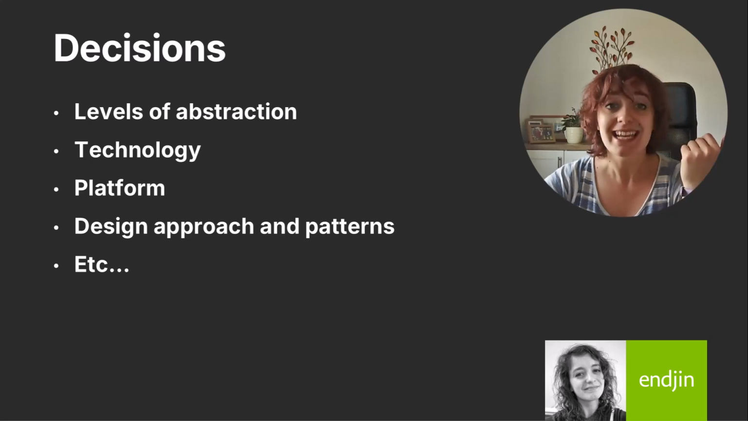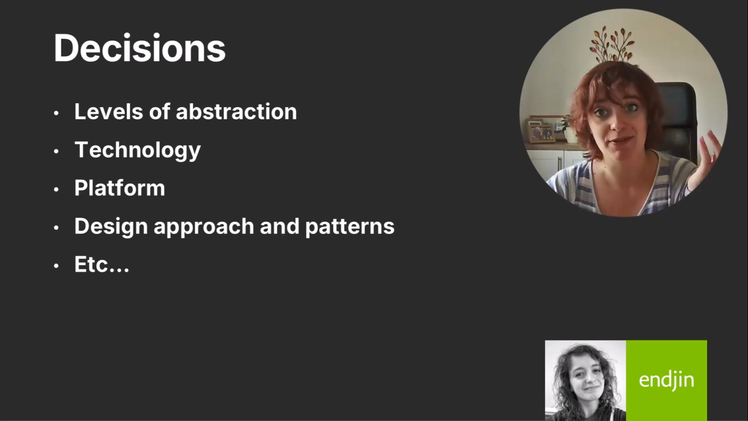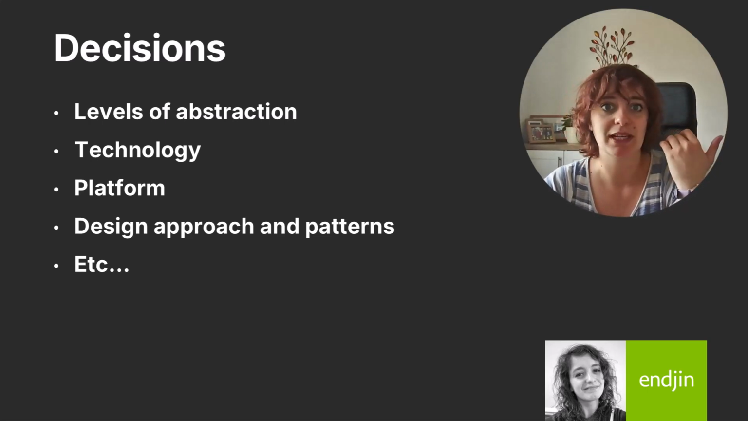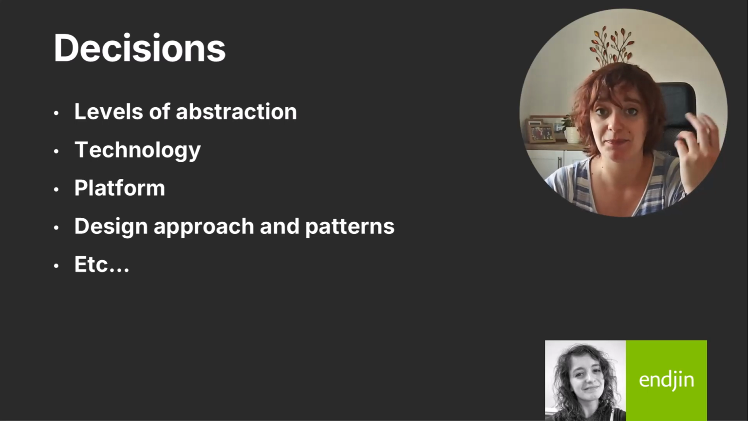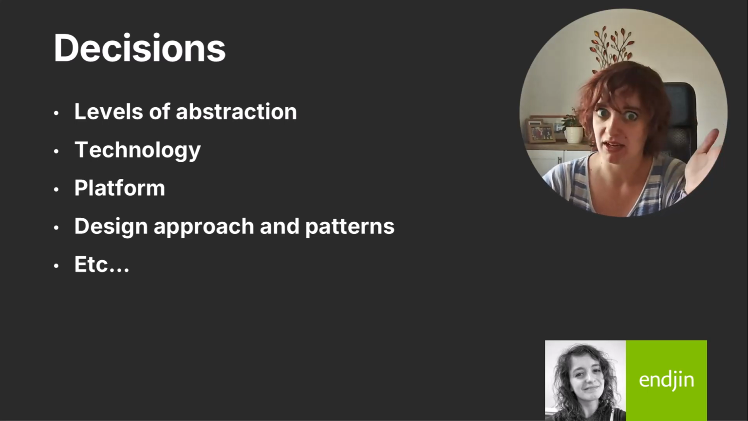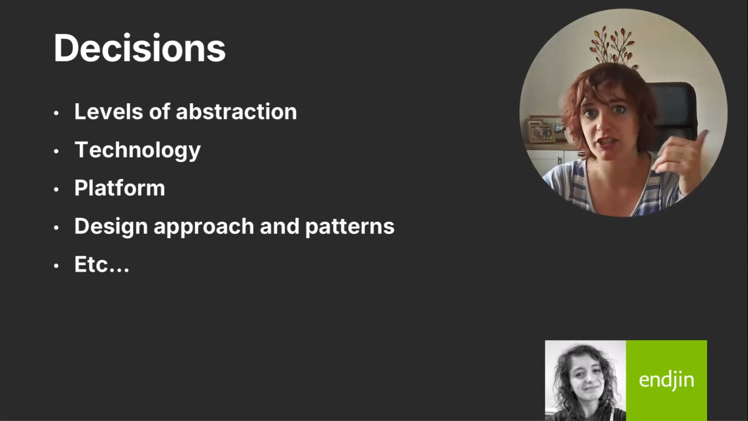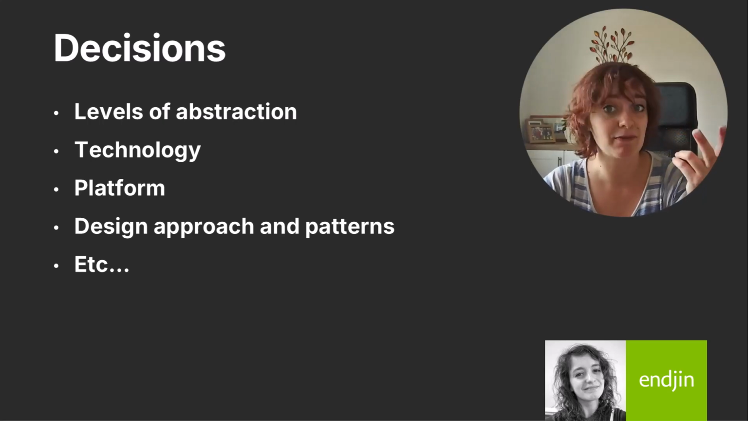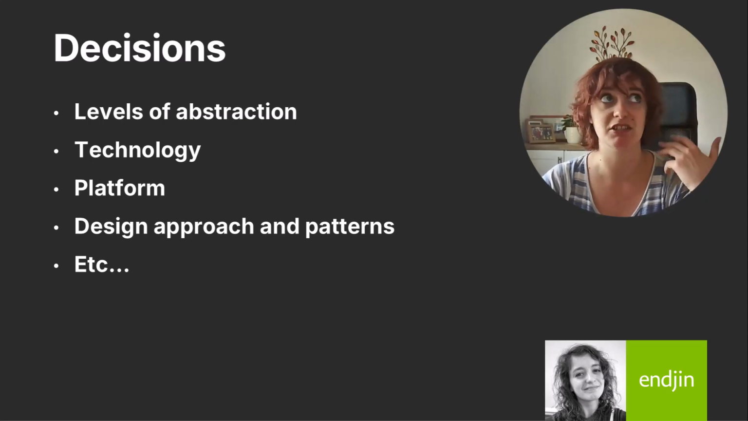So, technical architecture is about making the significant design decisions, the ones which will be costly if you change your mind about them. These can include, but aren't limited to, levels of abstraction, technology choice, platform choice, design approach and patterns, and loads more.